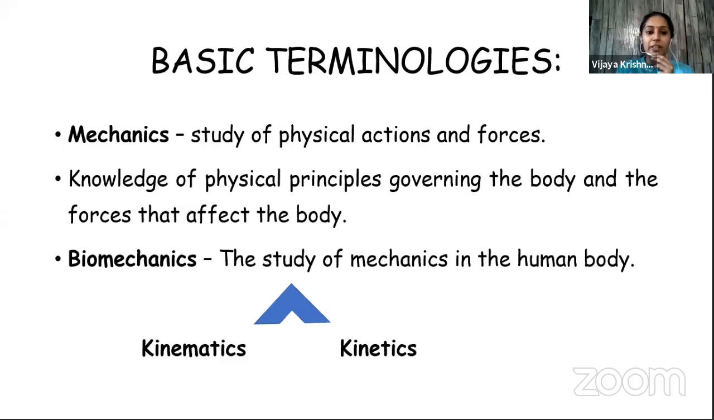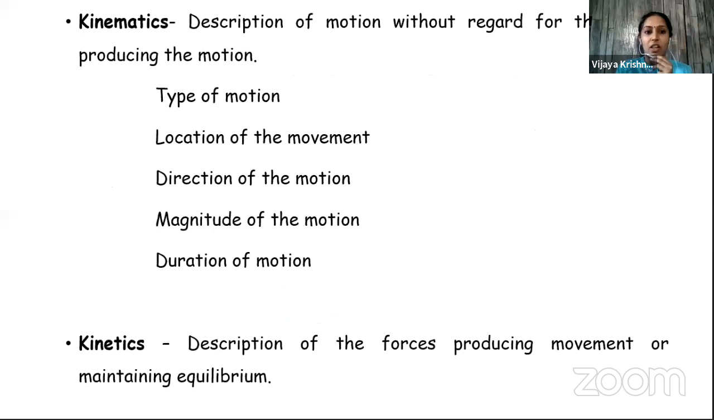It is divided into kinematics and kinetics. Kinematics is the description of motion. So the types of motion are based on the location of movement, direction of motion, the magnitude of motion, and duration of motion. All these define kinematics. Kinetics is the description of forces which produce these movements, and they are responsible for maintaining equilibrium.